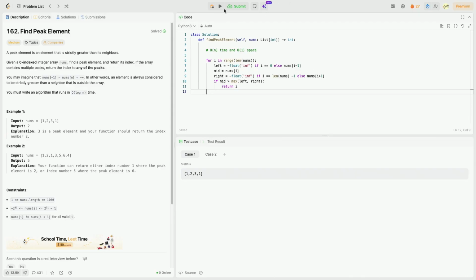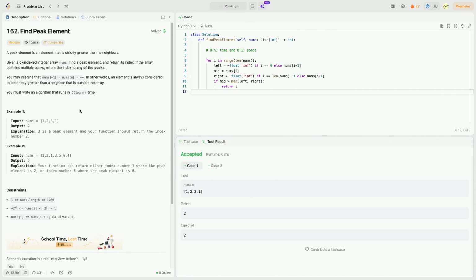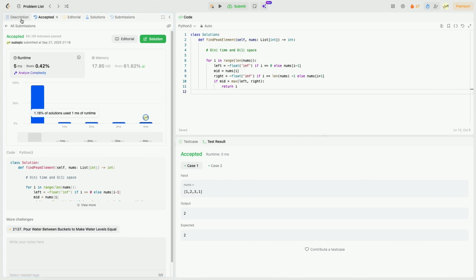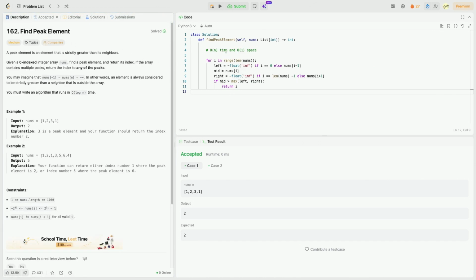Yes, so let's just run that as a test. Let's submit it, if it allows us to submit this solution. It actually does. Okay, cool. So now let's try to improve this.